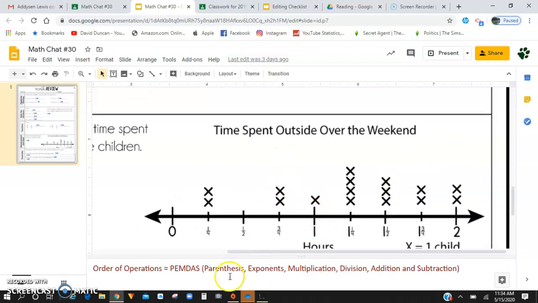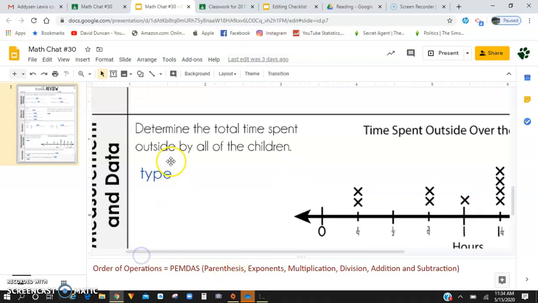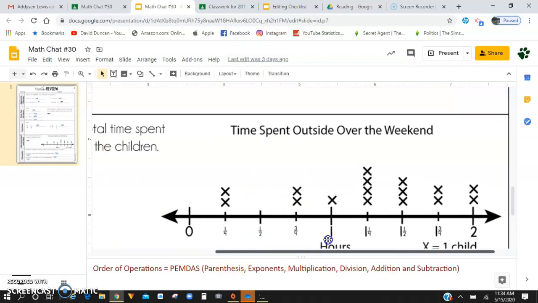So what we need to do is identify the total amount of time spent outside by all children. So we need to add all of these up, but we're not just going to be adding the numbers with X's over top of them. We have to add that number for how many X's there are.